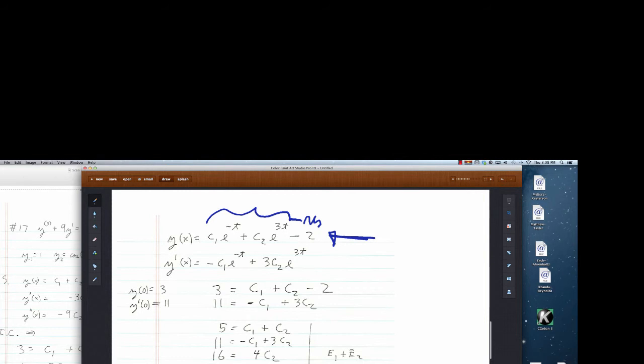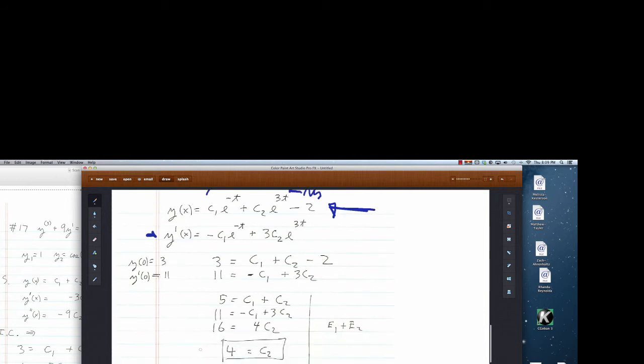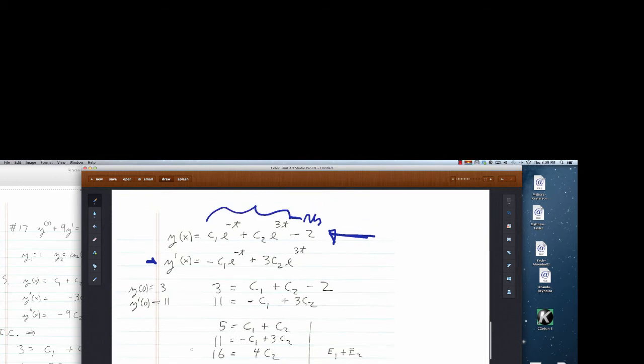I differentiate the function y here, and then I evaluate using the initial conditions. I see that 3 has to be c1 plus c2 minus 2, and 11 has to be minus c1 plus 3c2. Solving the system of equations, I arrive at the conclusion that c2 is equal to 4 and c1 is equal to 1. Therefore, the solution to the initial value problem is y of x equals e to the minus t plus 4 e to the 3t minus 2.